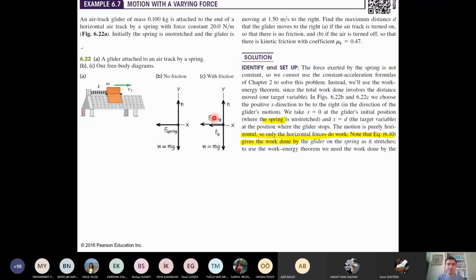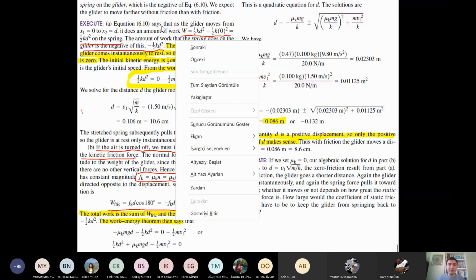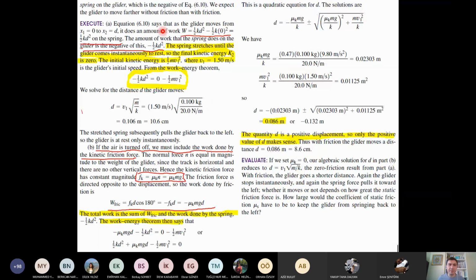What was the question? What is the maximum distance that the glider moves to the right if there is no friction, and if there is kinetic friction? Here we have the solution. First of all, let's calculate the work done by the glider on the spring. The work done by the glider on the spring can be written with this expression, 1/2 k x final squared. What is the final position? The final position is d, which is given in the question.